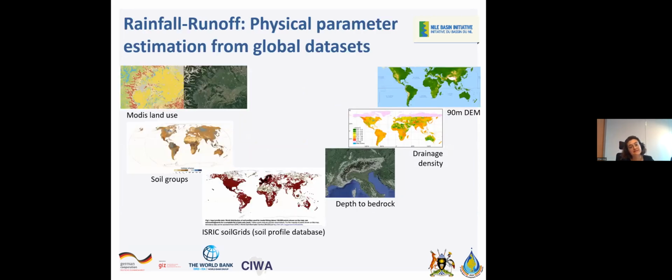The input datasets used are all based on globally available data. For example, we used the SRTM digital elevation model, the MODIS land use dataset, and also the ISRIC SoilGrids datasets. The parameters of the hydrological model were calibrated based on gauging stations all around the globe. And then for ungauged catchments, a regionalization method was applied to define the parameters.